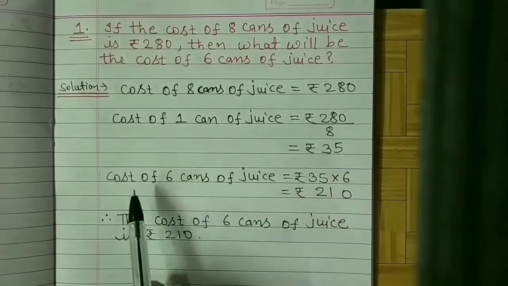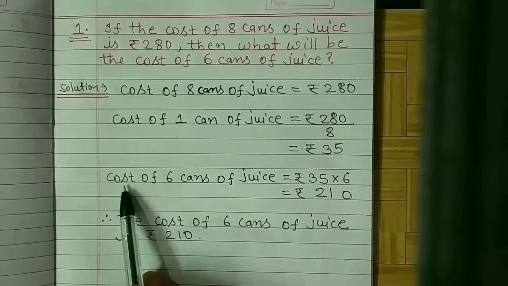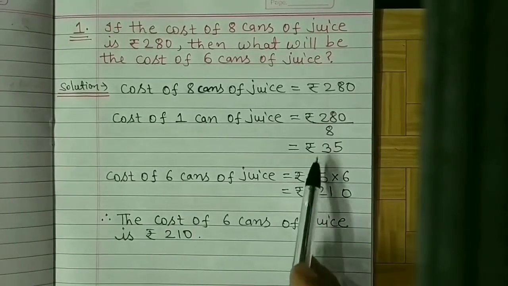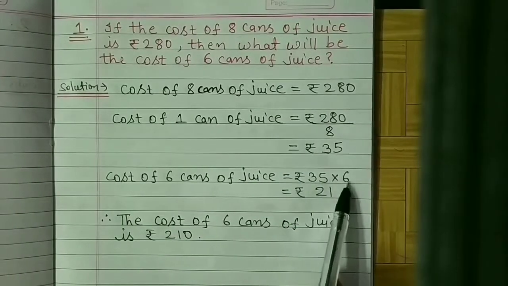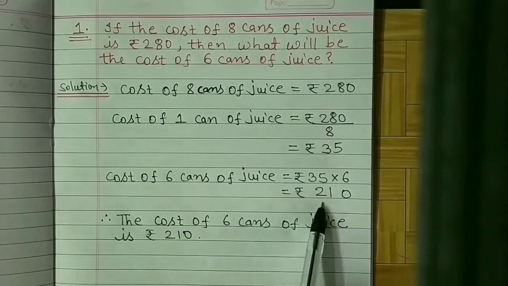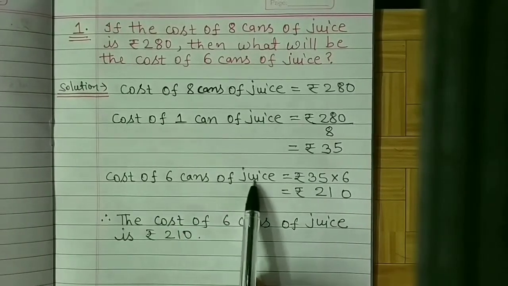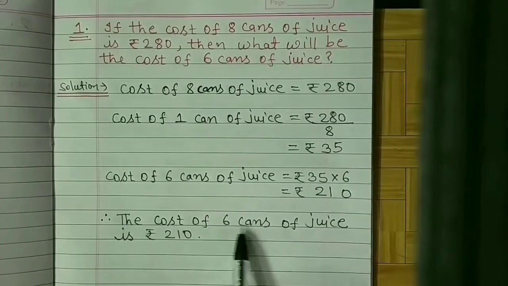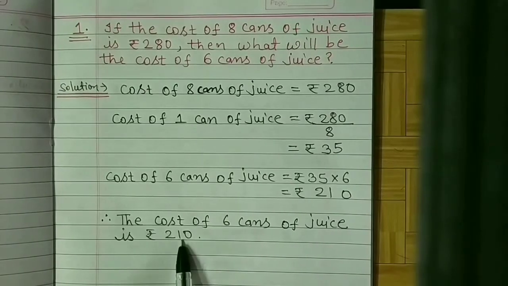Now we are going to find the cost of 6 cans of juice. I have written here: cost of 6 cans of juice equal to rupees 35, which is the cost of 1 can of juice, into 6. And the answer will be rupees 210. So this is the cost of 6 cans of juice. I have written at the end: therefore, the cost of 6 cans of juice is rupees 210. And this is our final answer.